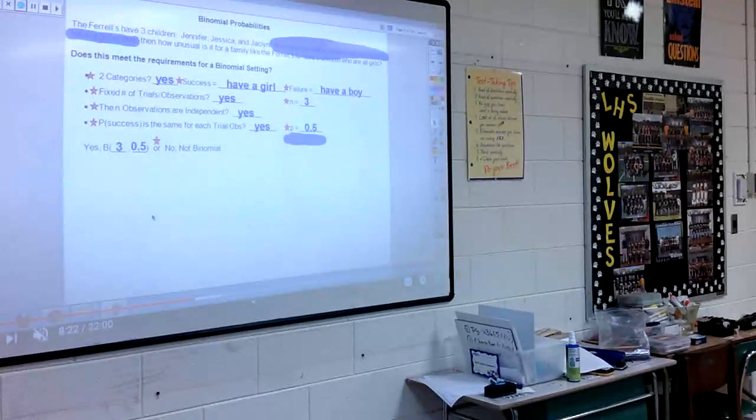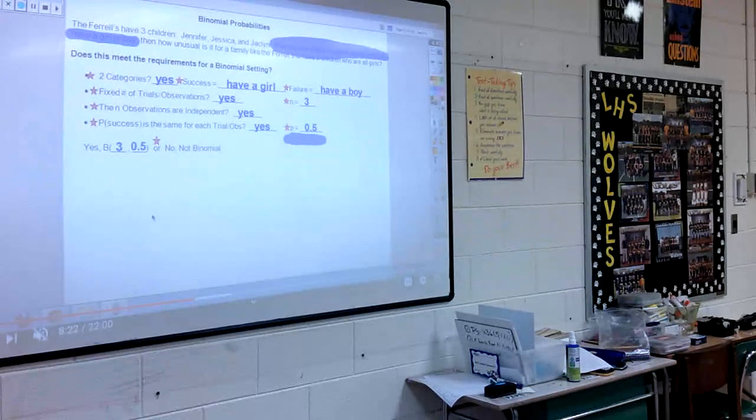Does this meet the requirements for a binomial setting? So the first question is, are there 2 categories? Yes. Success would be having a girl, failure is having a boy. Are there a fixed number of trials and observations? Yes, the number is 3. Are the observations independent? That means, does one affect the other? They don't affect each other, so they are independent.